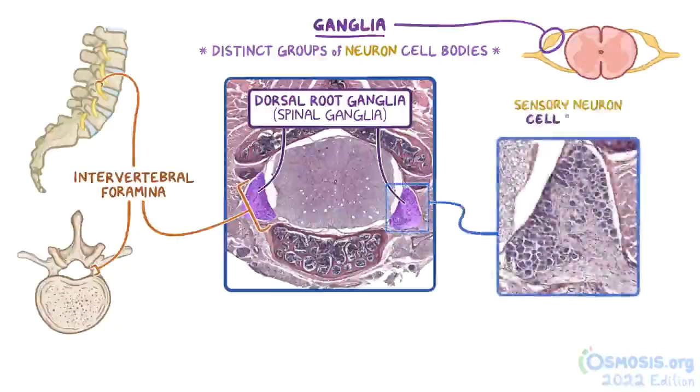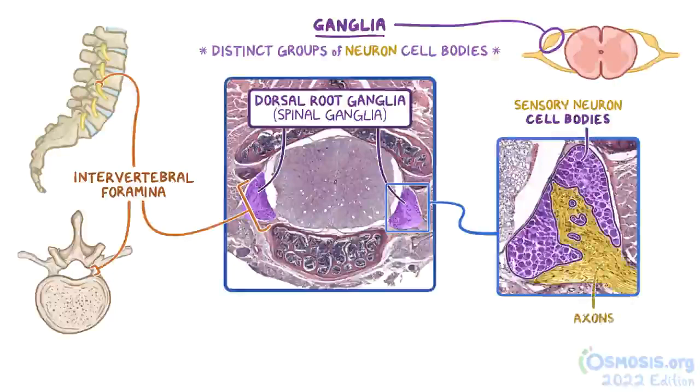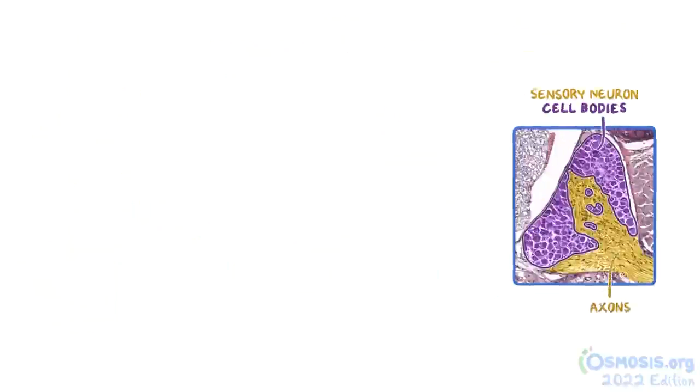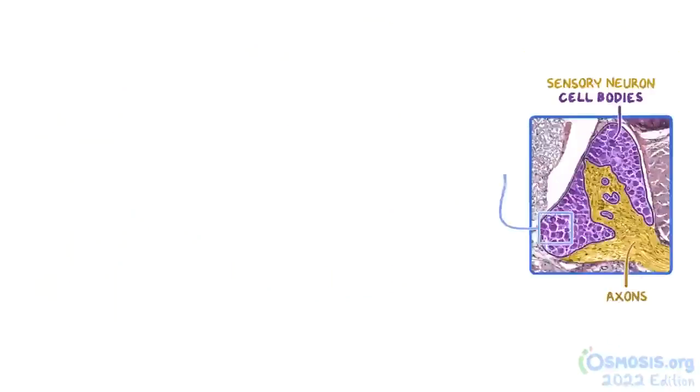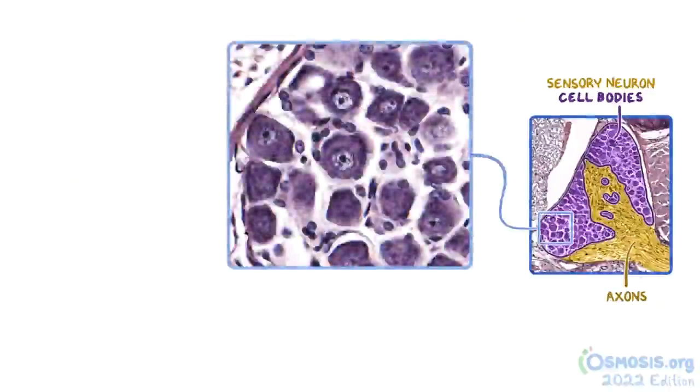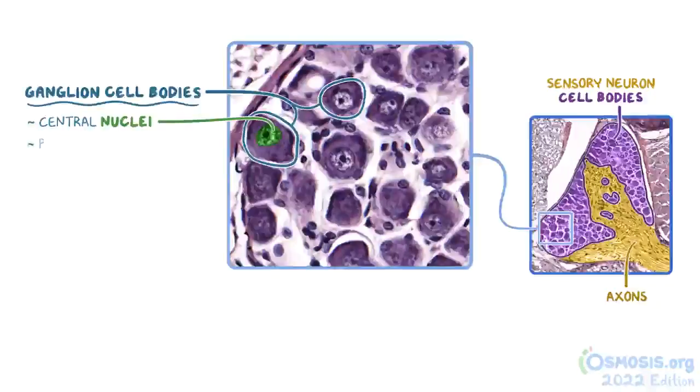the sensory neuron cell bodies are mostly found along the outer portions of the ganglion. In the center of the ganglion is where many of the sensory nerve axons exit the dorsal root ganglion. Now, if we zoom in even further to 100 times magnification, we can see the purple-stained ganglion cell bodies more clearly. These cells have large cell bodies with central nuclei and prominent nucleoli that stain dark purple.